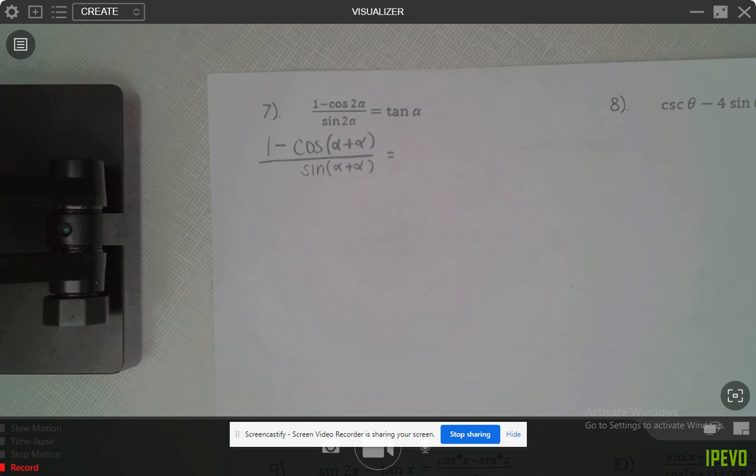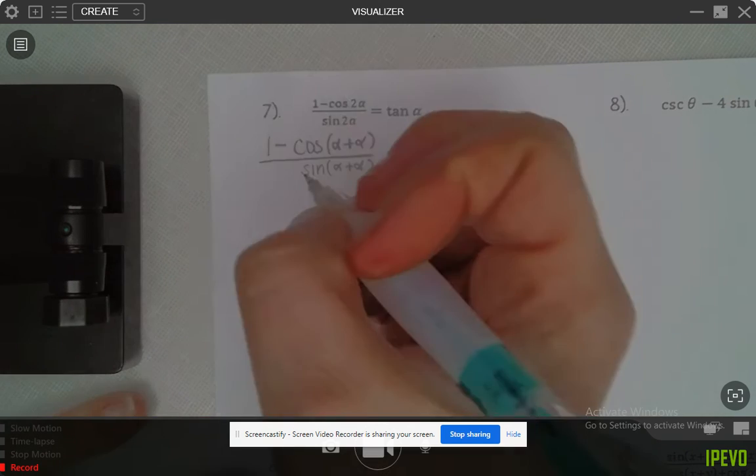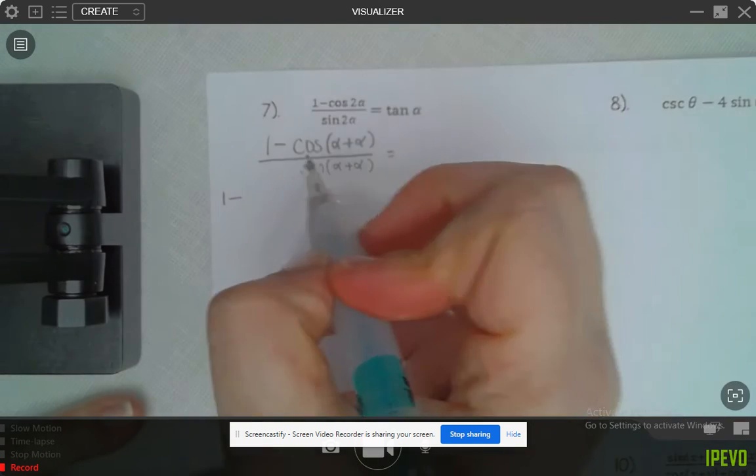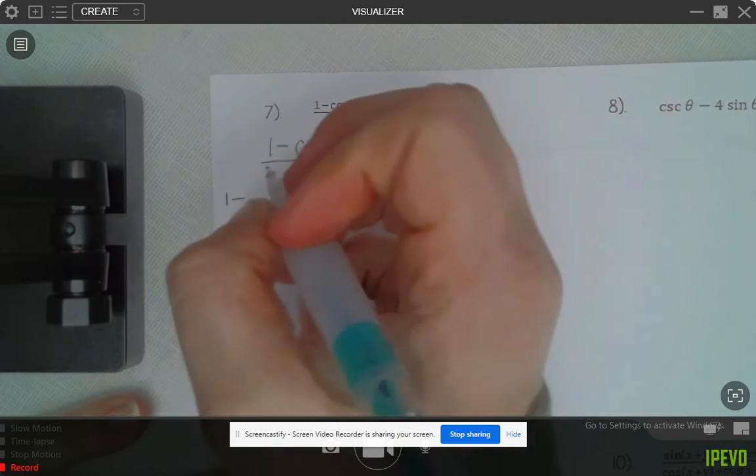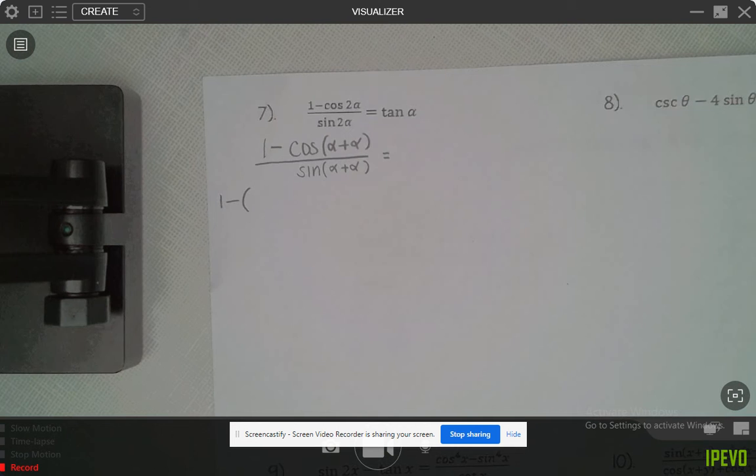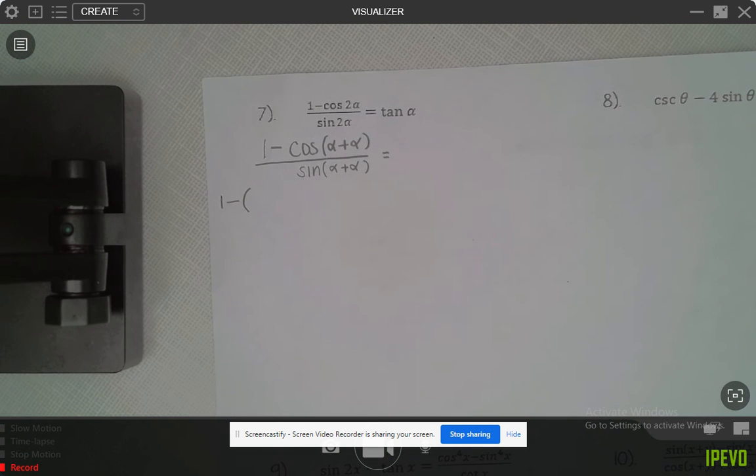Until you know your double angles, this is what you need to do. Okay? So all this week, this is what you need to do. From here, what are you going to do? You're going to go to your identity and you're going to use it, right? So I'm going to have 1 minus, well, cosine of alpha plus alpha. Why am I going to put that in parentheses? Don't forget about that negative.